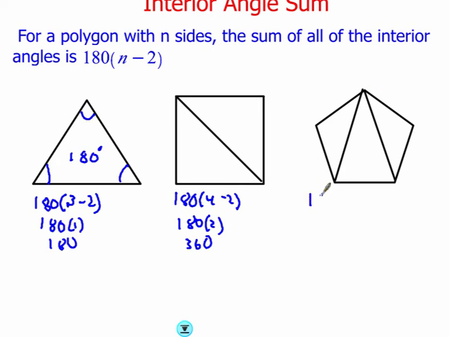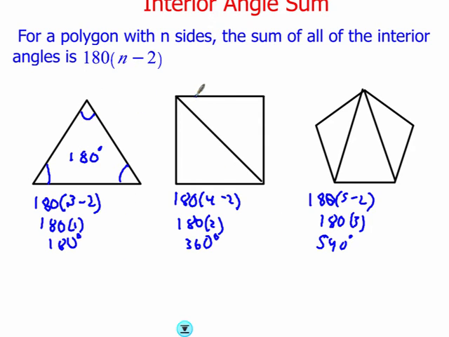So if I plug that in, I get 180 times 5 minus 2, which is 3. So 180 times 3 gives me 540 degrees. So it's pretty simple to find the sum of the angles of any polygon. You simply take the number of sides, subtract 2, and multiply it by 180.